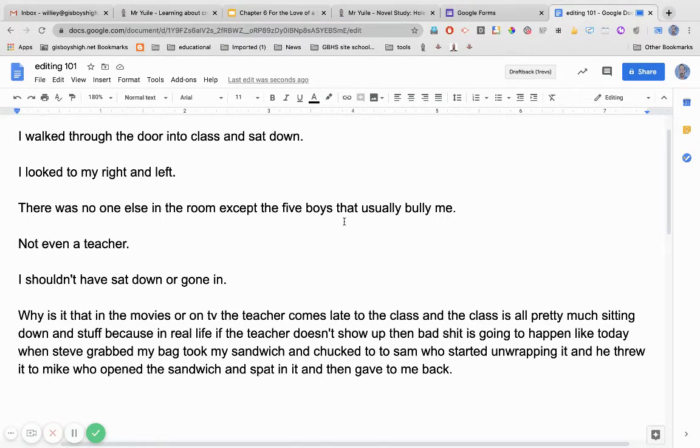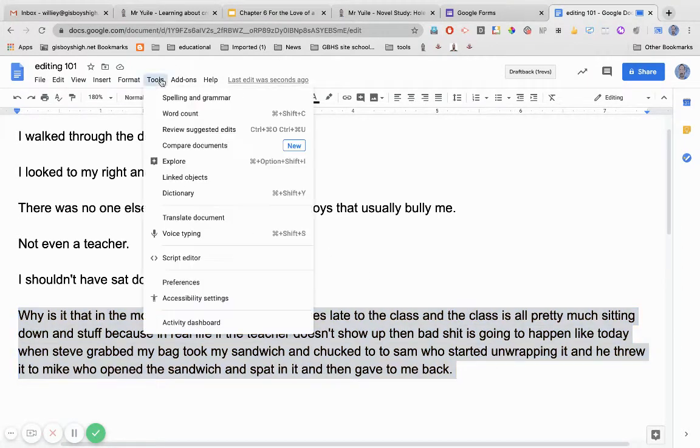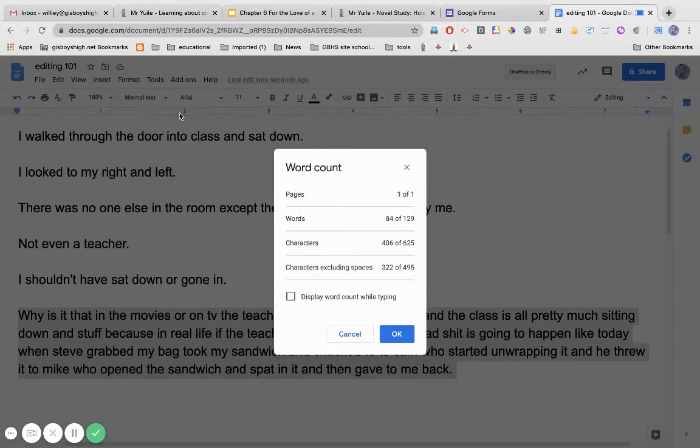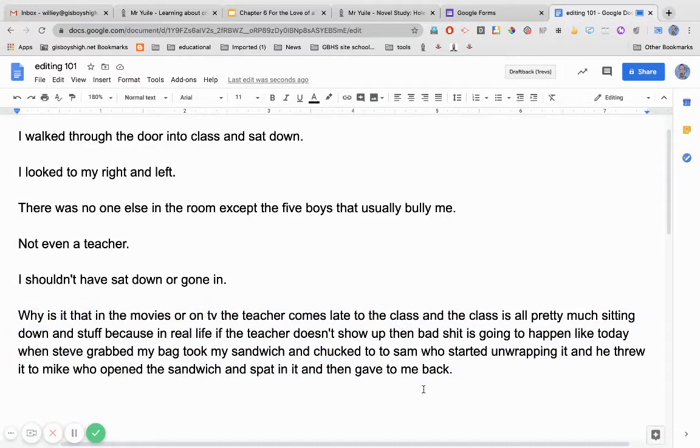Now, I haven't just got simple sentences here. I've got something else. If I look down the bottom here, I've got what we call a run-on sentence. I think it's a run-on sentence. I'm just going to check how many words are in the sentence by looking at the tools and word count. There are 84 words in that sentence. How long should a sentence actually be? 15. Yeah, maybe between 15 and 25, not 84. Yeah, okay, 84 is bad.